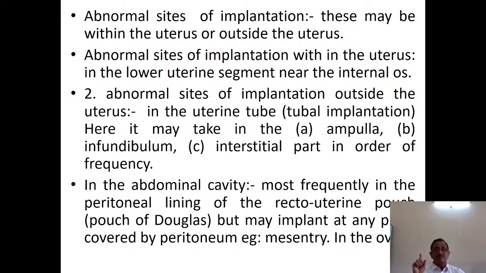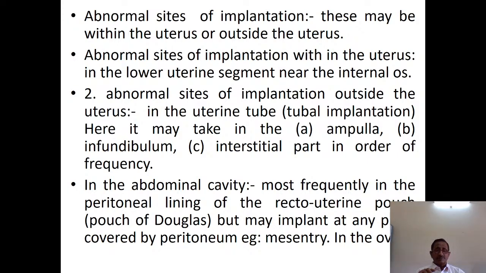So we are seeing abnormal implantation in the uterus, that is the lower segment of the uterus near the internal os. In the tube, it is the ampulla, the place where fertilization occurs, the infundibulum, and the interstitial part of the fallopian tube. So these are the sites of abnormal implantation.